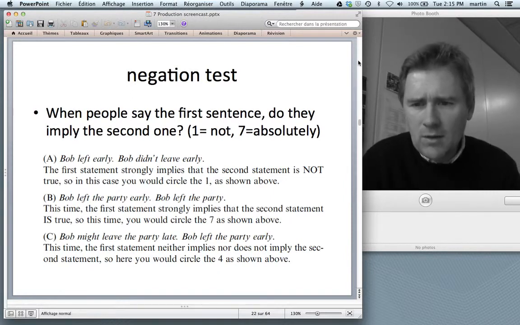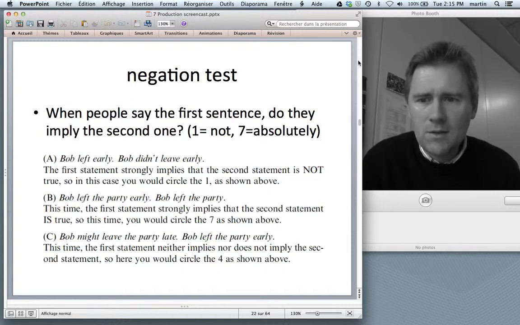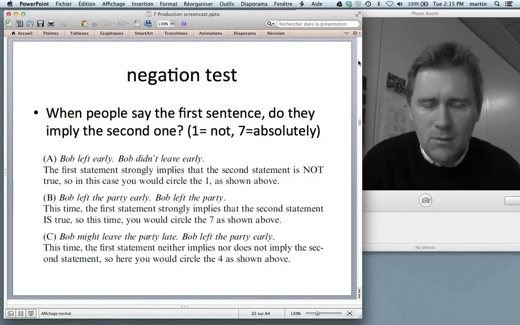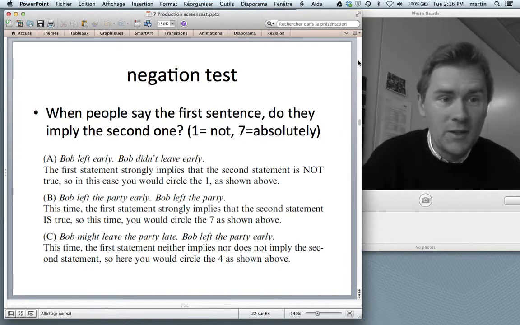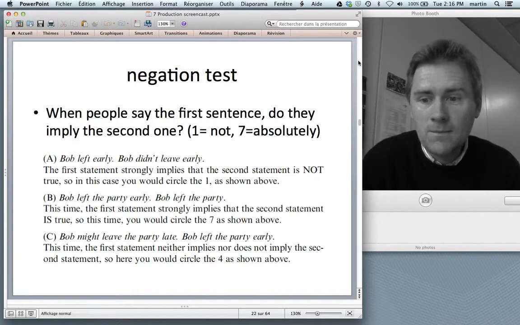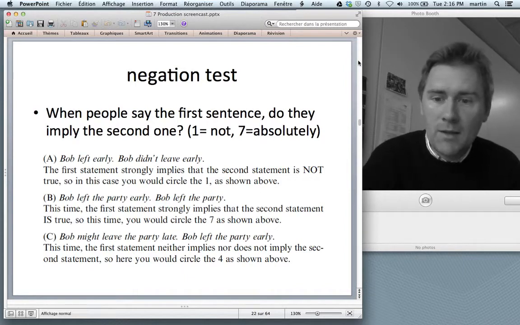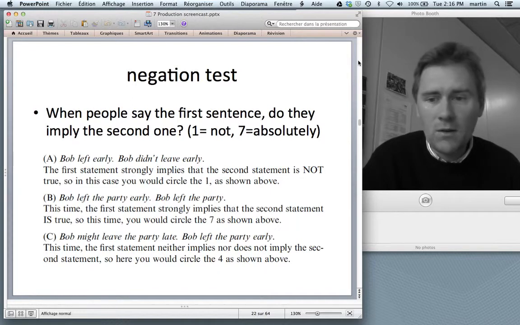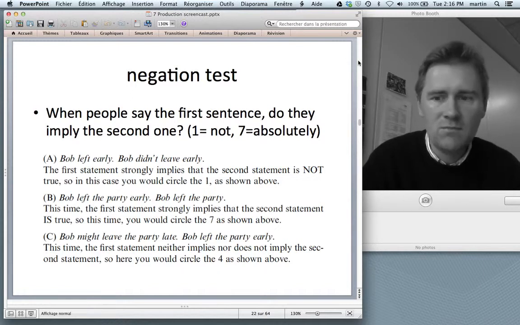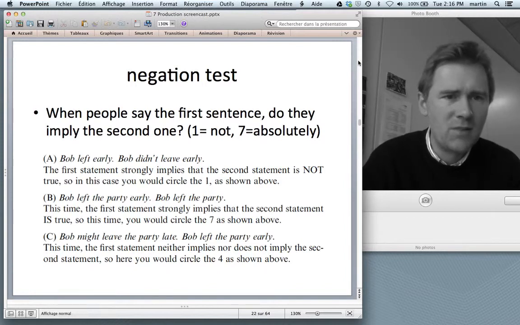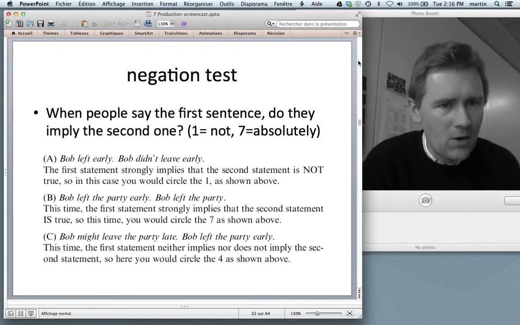Bob left the party early. Bob left the party. Does the first sentence imply that the second one is the case? Yes, absolutely. If someone left the party early, well, they left the party. Third option here, Bob might leave the party late. Bob left the party early. If someone says Bob might leave the party late, does it imply that Bob left the party early? Can't really tell. Yeah, somewhere in the middle, perhaps a 3 or 4. Okay, so that's how this kind of test would work.